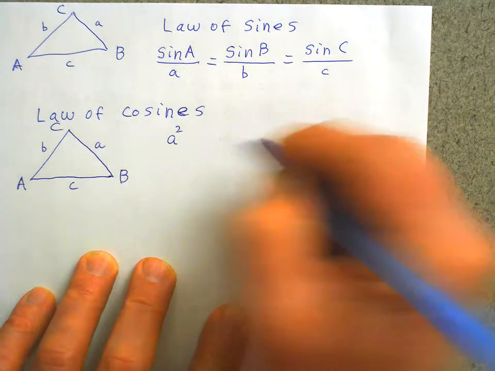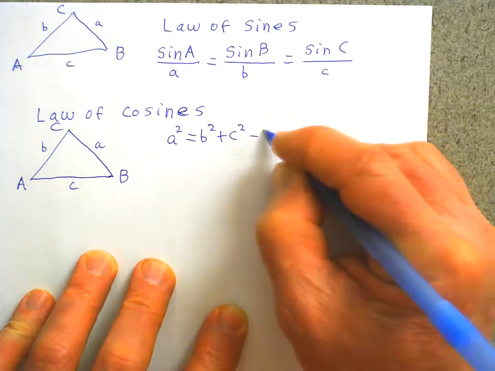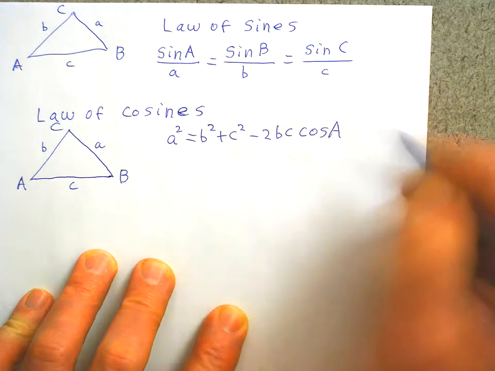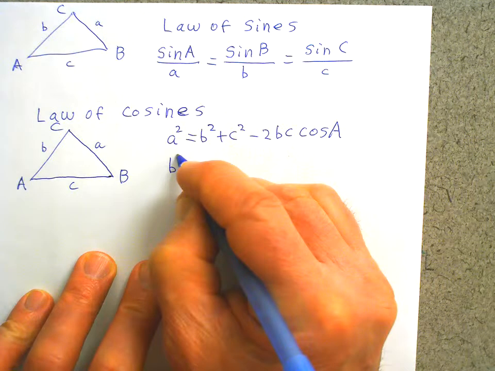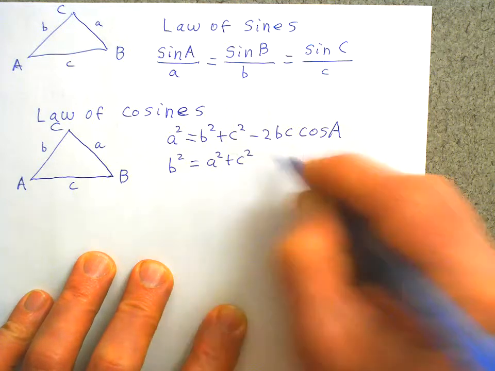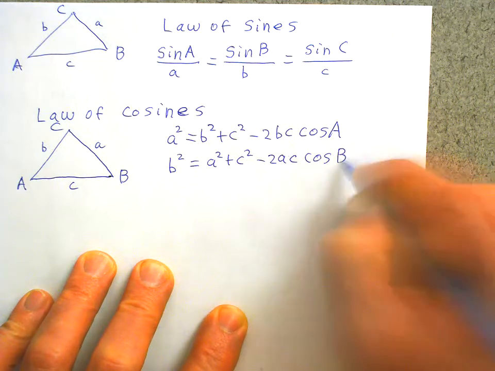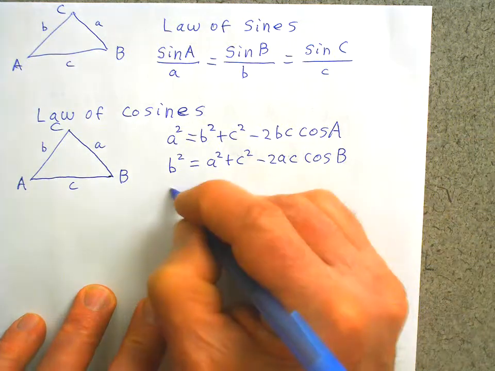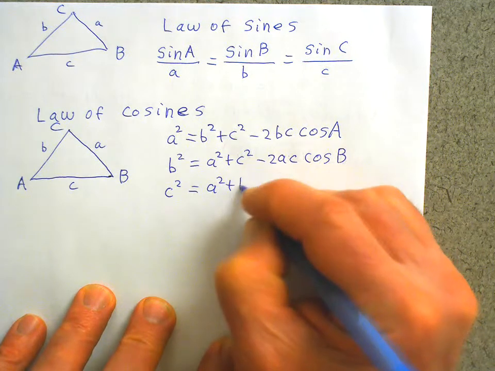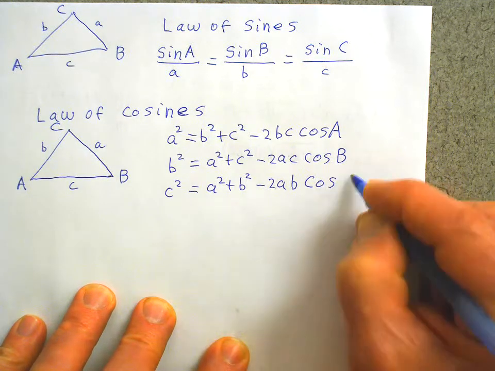So the first one, a squared equals b squared plus c squared minus 2bc times the cosine of the angle A. Then the second equation, b squared equals a squared plus c squared minus 2ac times the cosine of angle B. And finally, c squared is equal to a squared plus b squared minus 2ab times the cosine of angle C.